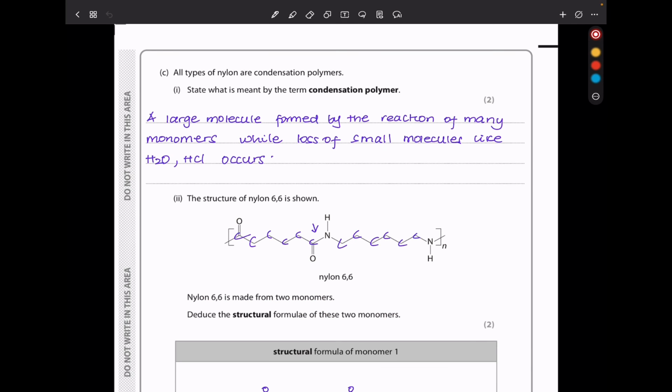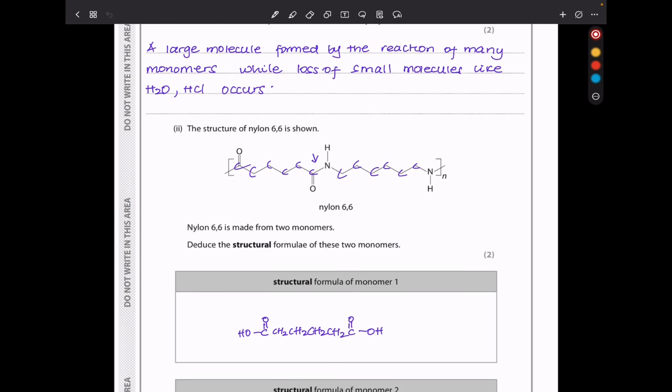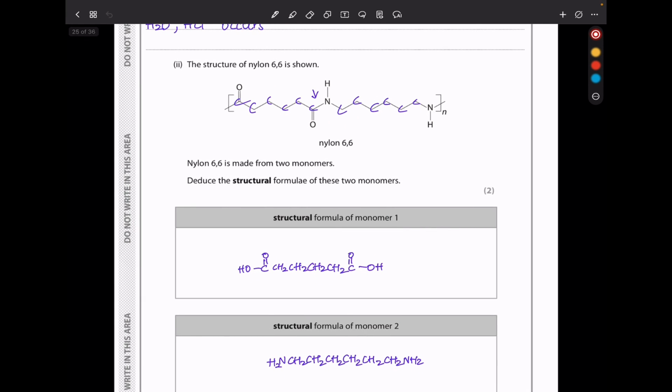And in part C, all types of nylon are condensation polymers. State what is meant by the term condensation polymer. It's a large molecule formed by reacting many monomers with the loss of small molecules like water and HCl. Next, they say the structure of nylon 6,6 is shown. Again here, first ignore the carbons that are included. They say nylon 6,6 is made from 2 monomers. Deduce the structural formulae of these 2 monomers.